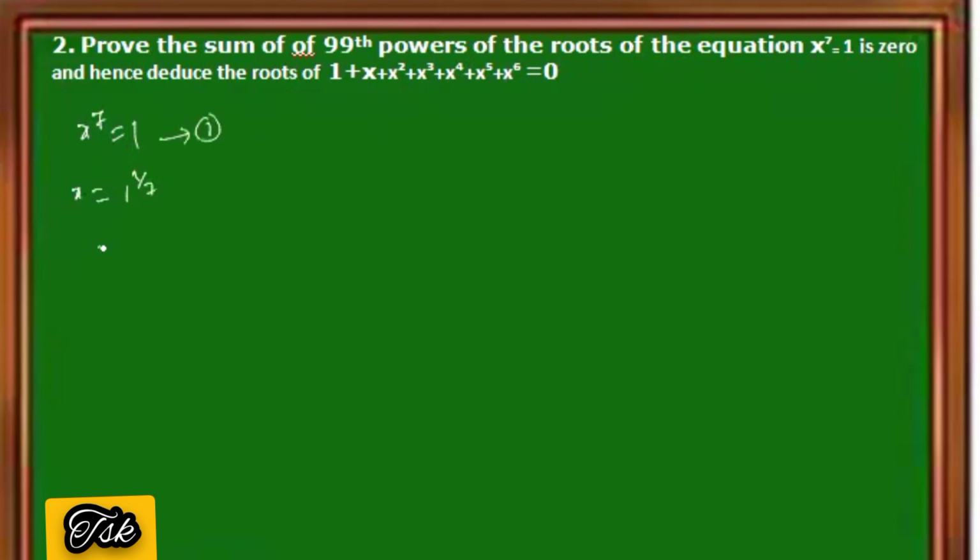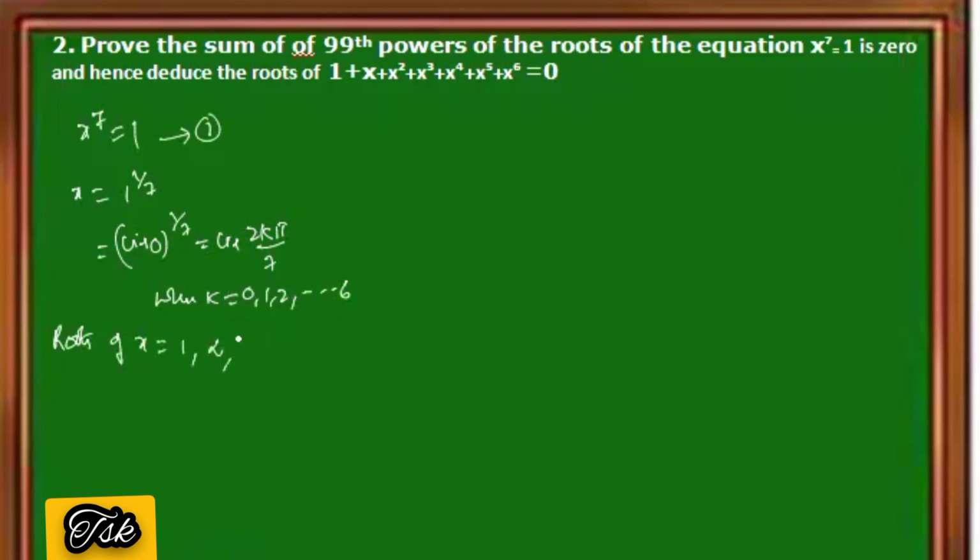So this is nothing but cis 0 whole to the power of 1 by 7, nothing but cis 2k pi by 7, where k is equal to 0, 1, 2, 3, 4, 5, 6. That's the value. When you substitute k is equal to 0, the root is x is equal to 1. Consider cis 2 pi by 7 as alpha. The next one is alpha square, and so on up to alpha power 6. Since alpha is a root, alpha power 7 is equal to 1.